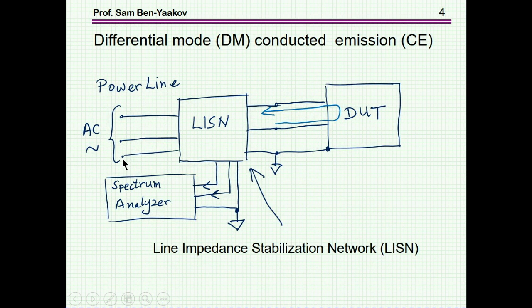However, there are some standards which limit the amount of ripple that you are allowed to inject into the line, and this is measured by the so-called LISN, which is the line impedance stabilization network. The output of this is going to a spectrum analyzer, and you have to make sure that the amount of ripple injected through this device under test is lower than the permissible limit.